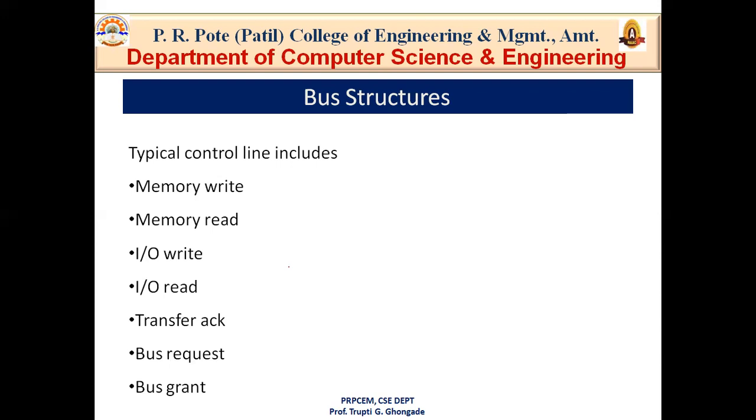Then transfer acknowledgement. Transfer acknowledgement indicates that data has been accepted from or placed on the bus. Then bus request. A module needs to gain control of the bus. And the bus grant signal means the requesting module has been granted control of the bus. Now, what is a control signal? That we will discuss in the microprogram control unit and hardwired control unit. What are the bus request and bus grant control signals? That we will discuss in detail in direct memory access.